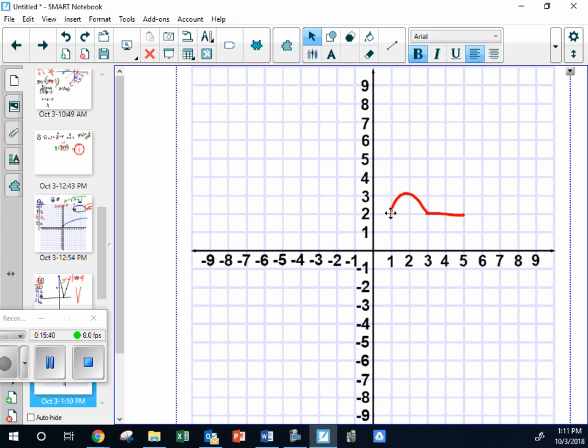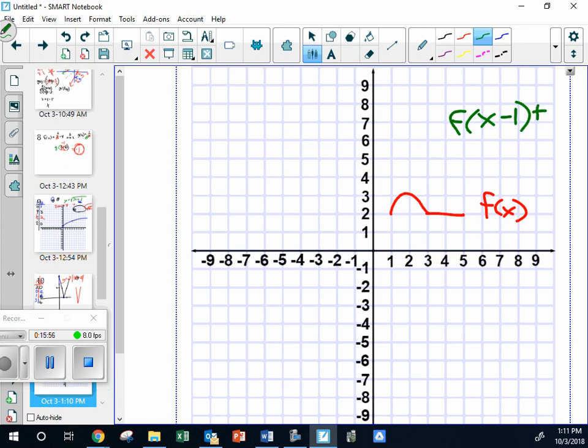That's f of x. We don't know a function that looks like a baseball cap, do we? So we just call it a random function, f of x. What if I say, take f of x and do this to it? Would you graph what you think the answer is?